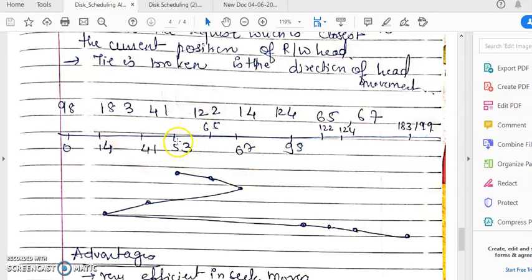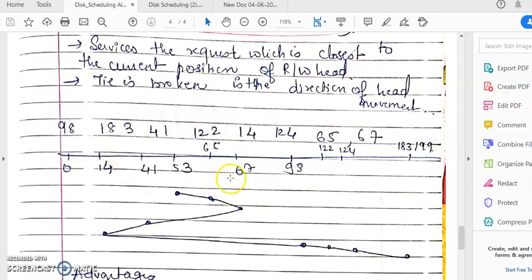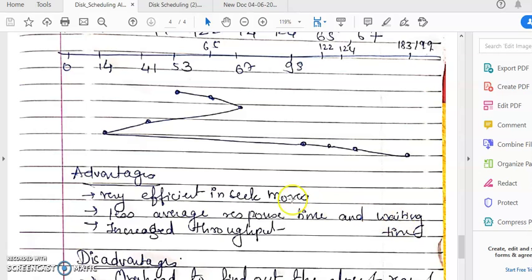Now this is my 53. Again, I'll take the same example. From 53, I'll see all the requests. Which one is nearer to me? Yes, 65 is nearer. Then 67 is nearer to 65. Then the current head is 67, so who is nearer to 67? Nearest is 41, then 14, then 98, then 122, then 124, and last is 183.